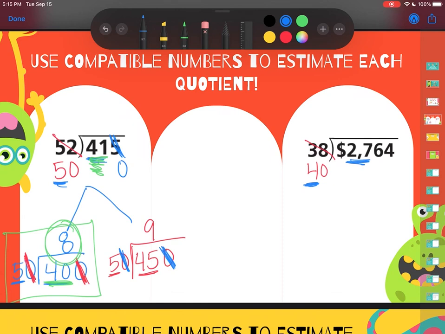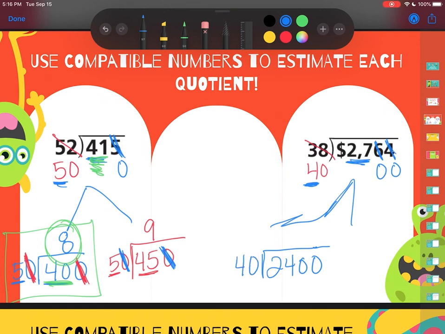I'm going to think of a multiple of 4 that's just below 27 and a multiple of 4 that's just above 27. Well, below 27 would be 24. But then I had this 6 and that 4 that I didn't use. They are going to become zeros that are then added to the end of my 24. So I end up with 2,400. 2,400 divided by 40.